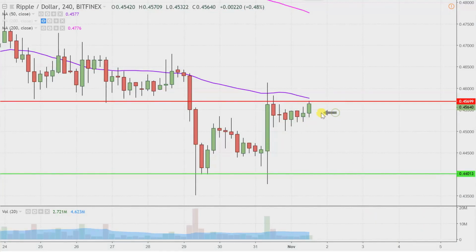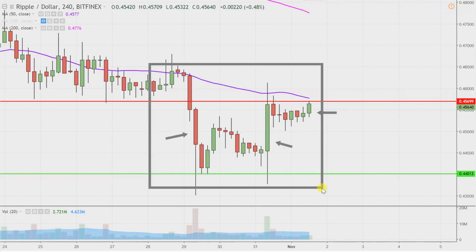Instead of each one of these candlesticks here representing 1 day's worth of price action, which is what you would normally see, each one represents 4 hours. So while this here may look like a few weeks worth of time, it's actually just the past few days broken down into 4-hour time slices.